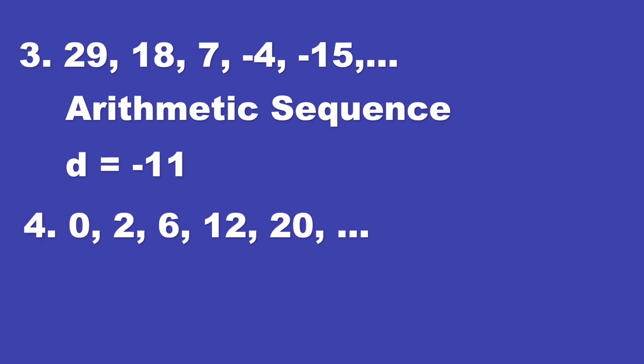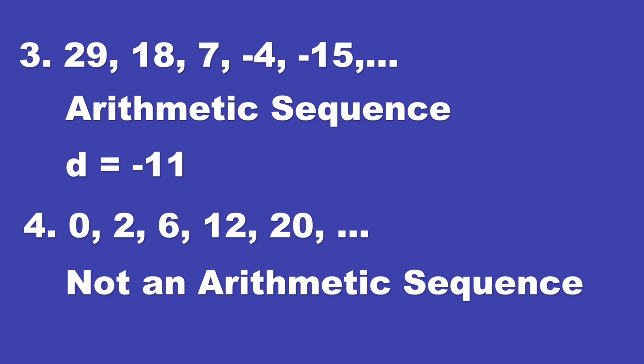Number 4. 0, 2, 6, 12, 20, and so on. Is this an arithmetic sequence? This is not an arithmetic sequence. If we get the difference from one term to another, 2 minus 0 is 2, 6 minus 2 is 4, 12 minus 6 is 6, and 20 minus 12 is 8. So the first difference is 2, 4, 6, 8. Therefore, you didn't add a constant number, but multiples of 2.